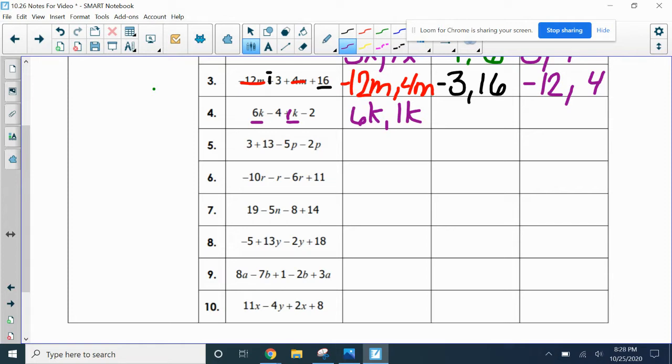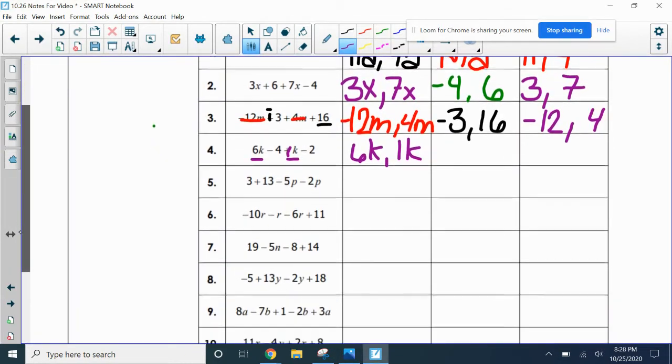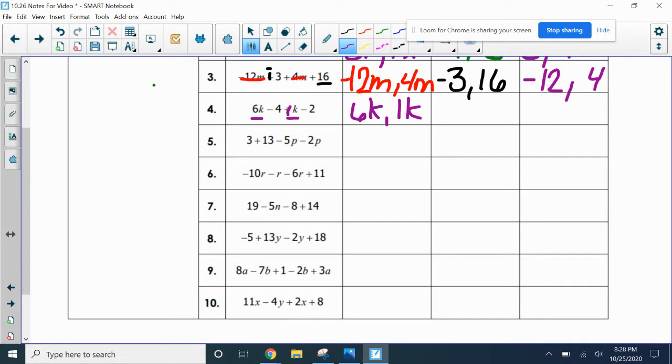But then when I go to put our coefficients, I need to know what number is attached to that variable. So my coefficients are going to be 6k, so the 6, not the k. And I needed to know, well, there's an assumed 1 there, so 6 and 1. And then we are left with -4 is plus negative. So then I am left with a -4 because that's not attached to a variable, and a -2.